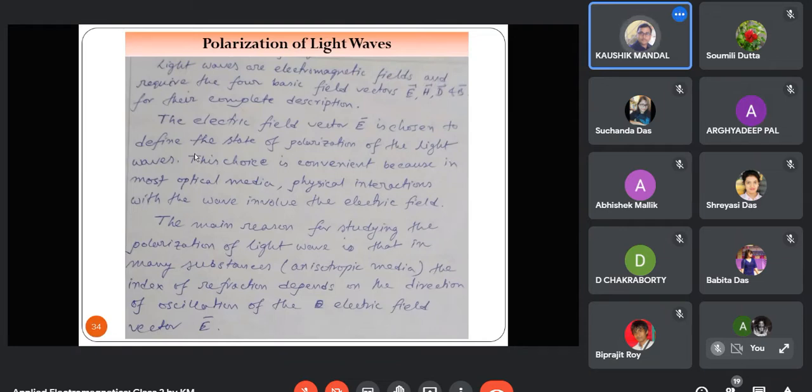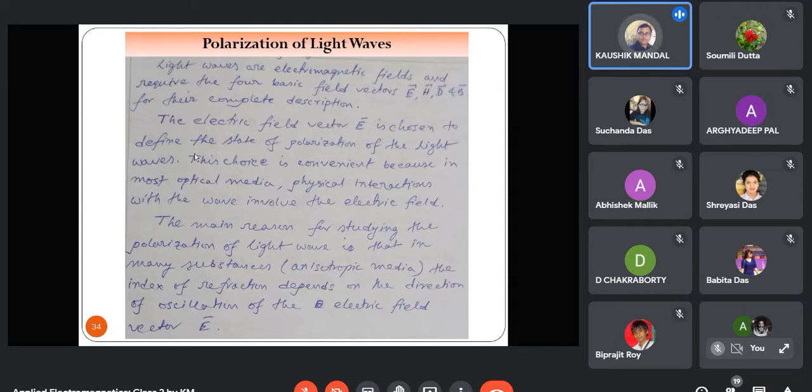So the next question, why we need to know the polarization of the electromagnetic wave? Because in some types of materials like anisotropic media, the index of refraction directly depends on the direction of oscillation of the electric field vector. And the direction of oscillation of the electric field vector is described with the help of polarization. So we have to know the polarization state of the corresponding electromagnetic wave. Otherwise, we will not be able to find out the refractive index of the corresponding media.